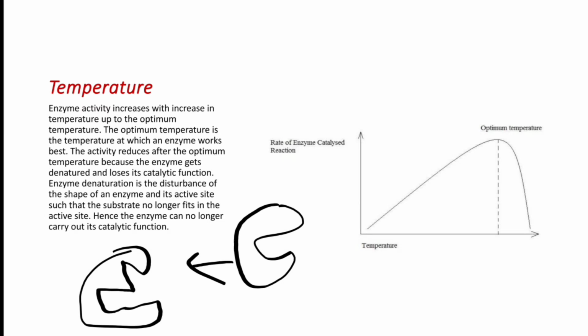This is just the disturbance of the shape of an enzyme and its active site, such that the substrate no longer fits in the active site. And when that happens, the enzyme will lose its catalytic function because now it can no longer act on a substrate to form a product. So we're going to see a reduction in the rate of a chemical reaction.